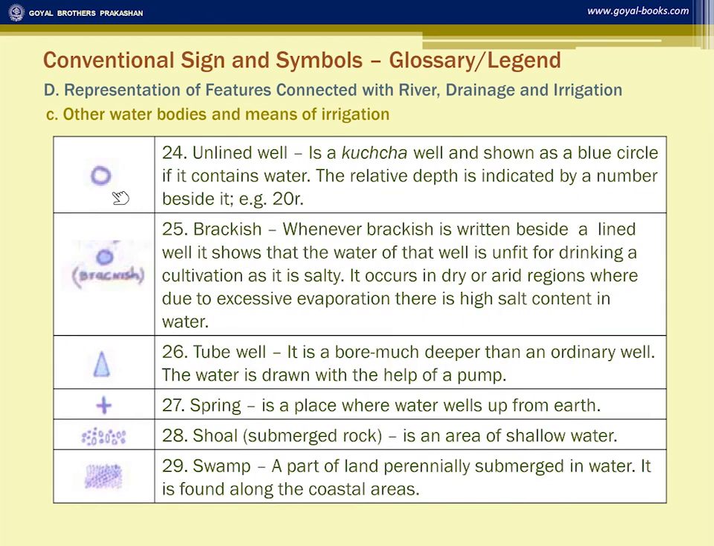Then you have unlined well, which is a dry well. And sometimes you see in the survey sheet, a well is given besides which brackish is given. Whenever the brackish is given beside the well, it means the well water is salty. It is not fit for drinking nor for irrigation. It is not used for cultivation. Then you have the tube well, for this the symbol is this, and you have the spring, hot spring, cold spring, the same symbol is used.